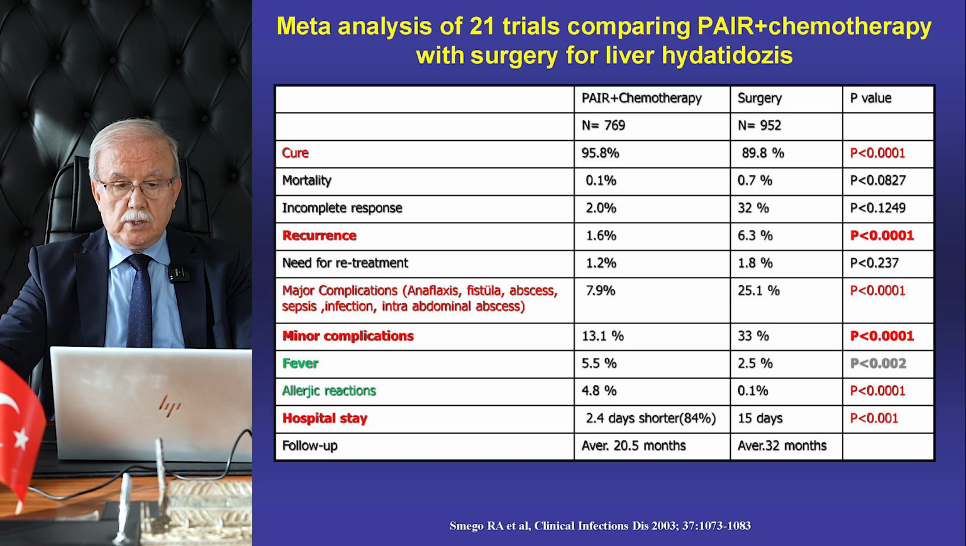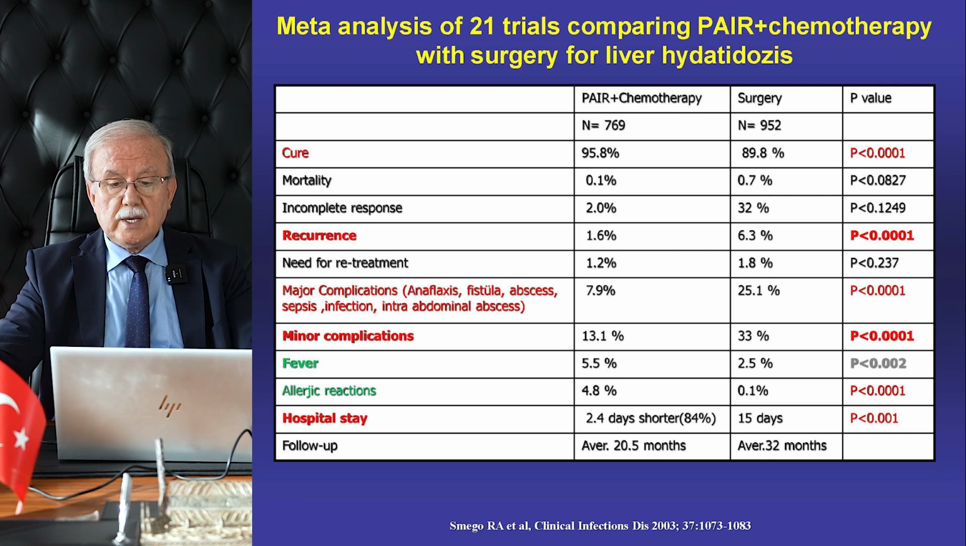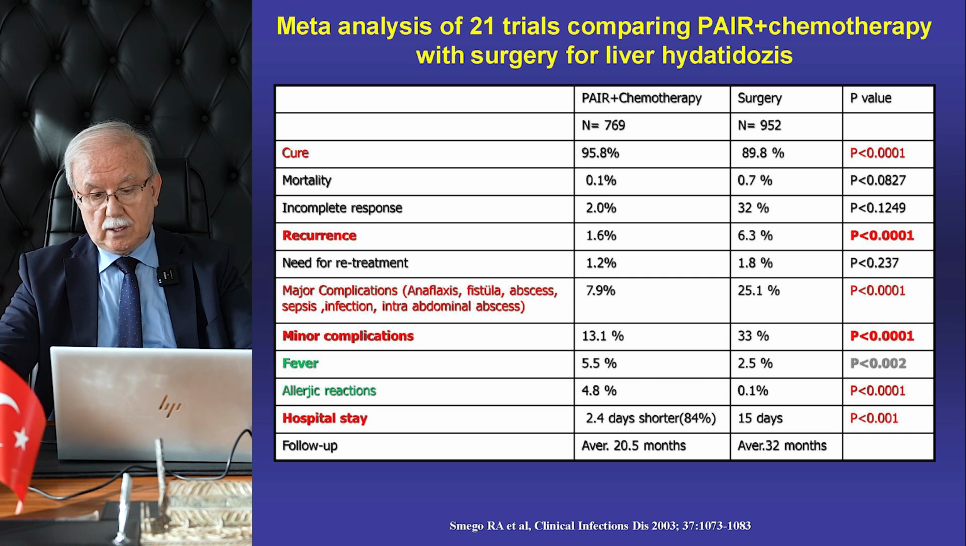This is a meta-analysis of 21 trials comparing PAIR plus chemotherapy with surgery for liver hydatidosis. PAIR plus chemotherapy had higher cure and lower recurrence than surgery. Major complications, such as anaphylaxis, fistula, abscess, sepsis and intra-abdominal abscess, were fewer than with surgery, and minor complications were also fewer, but fever and allergic reactions were higher than with surgery. Hospital stay was shorter with the PAIR technique.